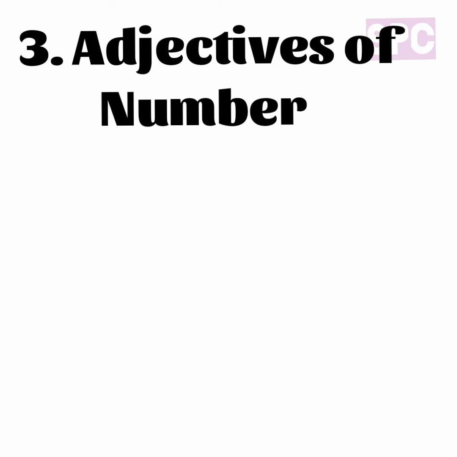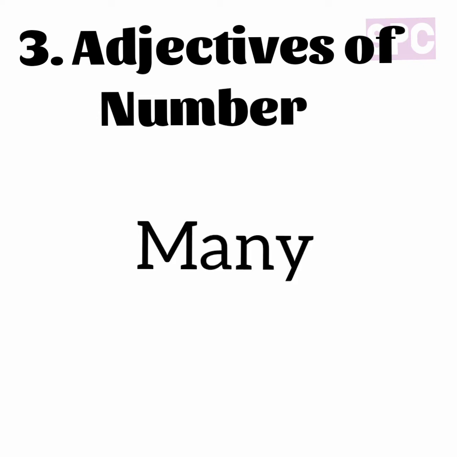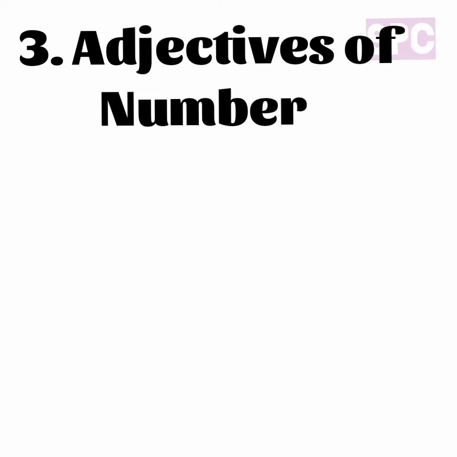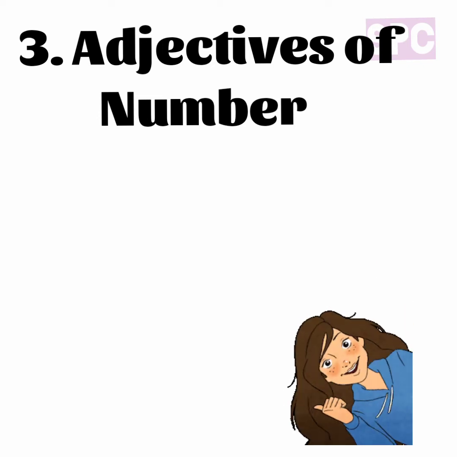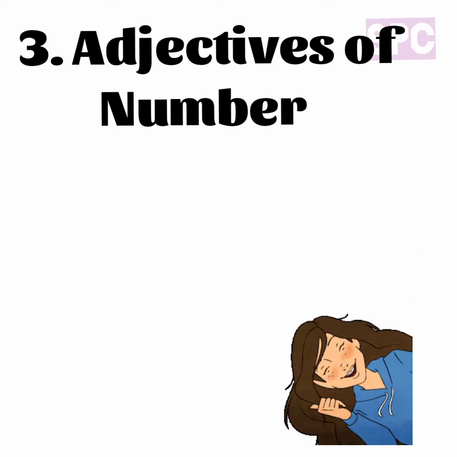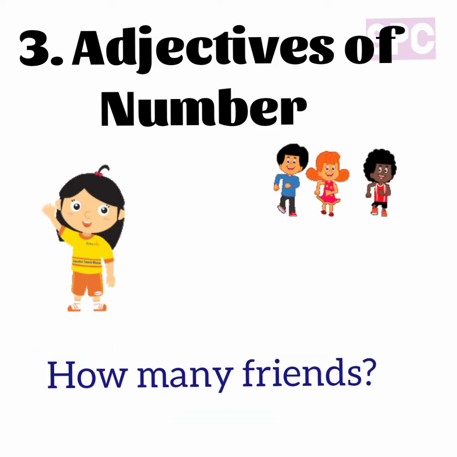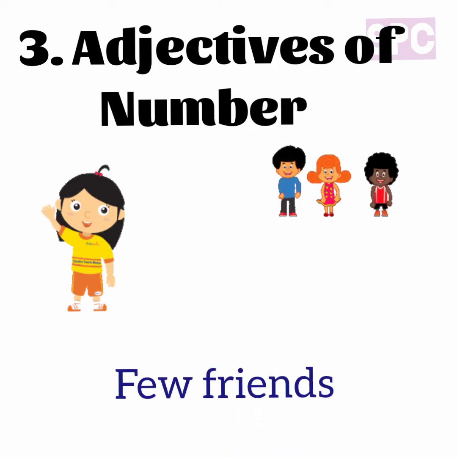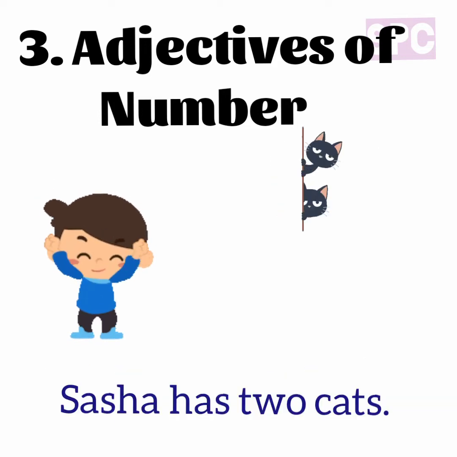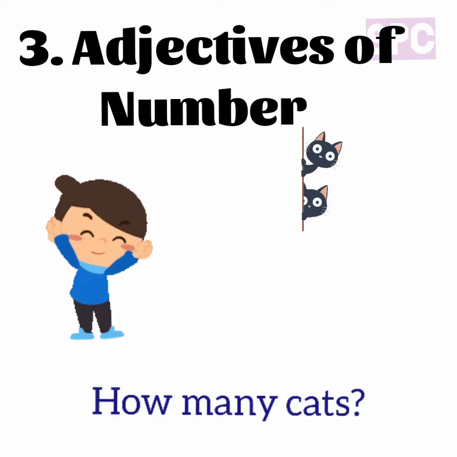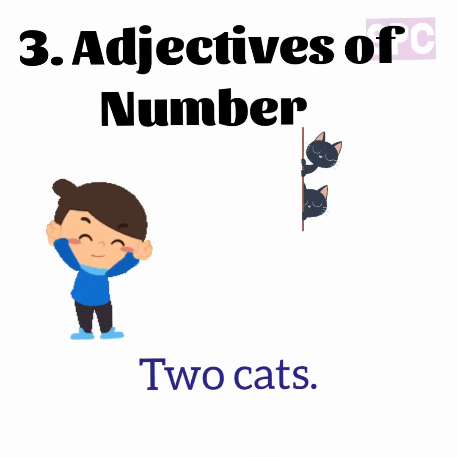First, second, third, etc. Many, few, 1, 5, etc. Let's understand how to use these adjectives in sentences. For example, Lolo has few friends in London. How many friends? Few friends. Sasha has 2 cats. How many cats? 2 cats.